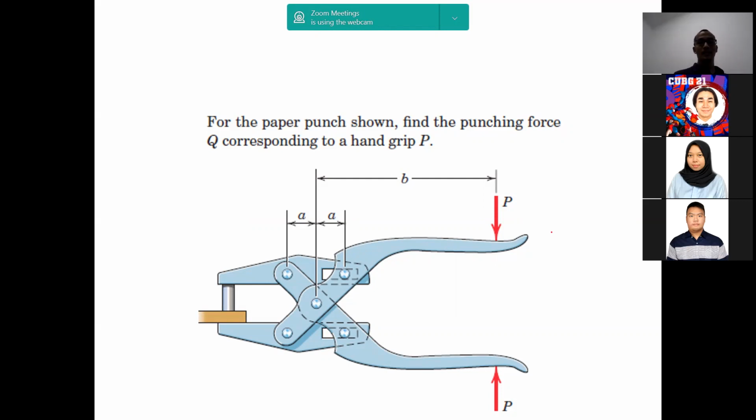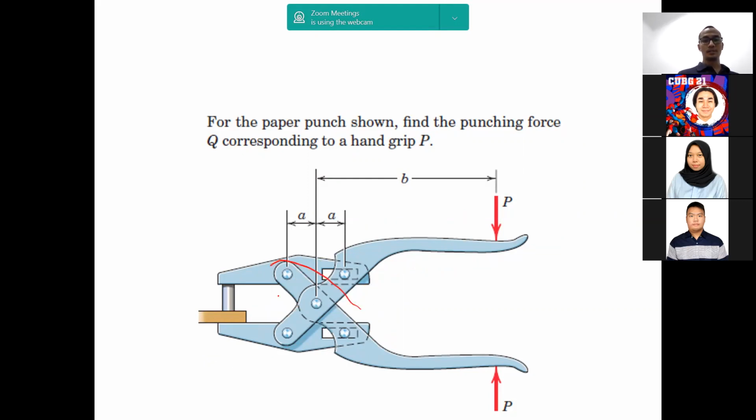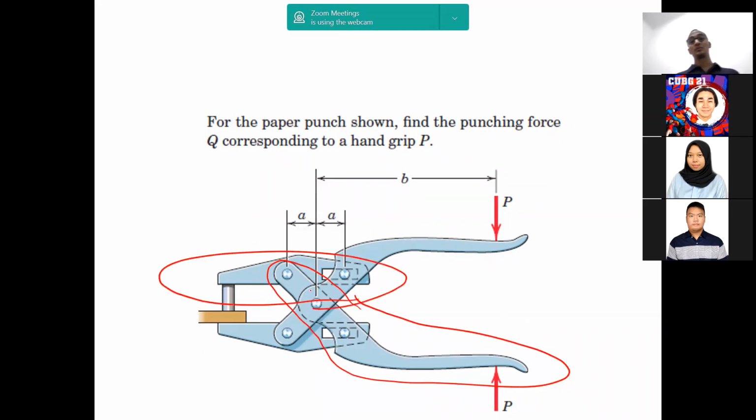But it's still symmetrical. What does it mean by symmetrical? It means that by solving one side only, you still can solve the problem. So you can just finish the problem by solving this and this, those two free body diagrams, or this and this one. So it's up to you guys which one you want to choose.